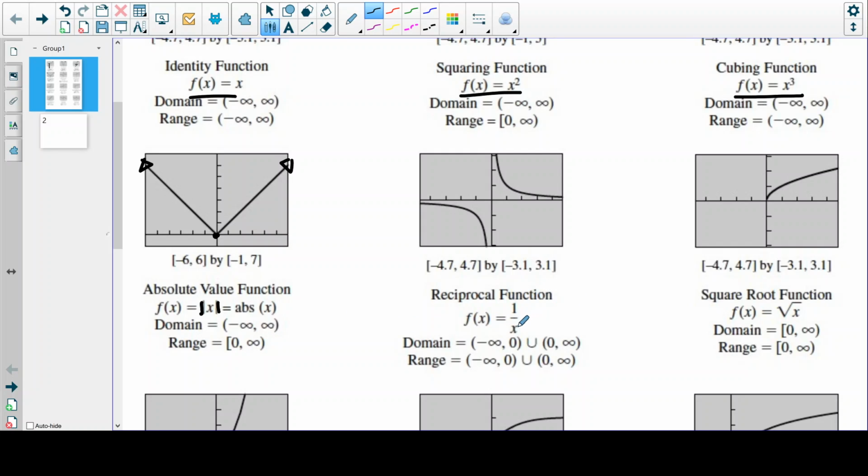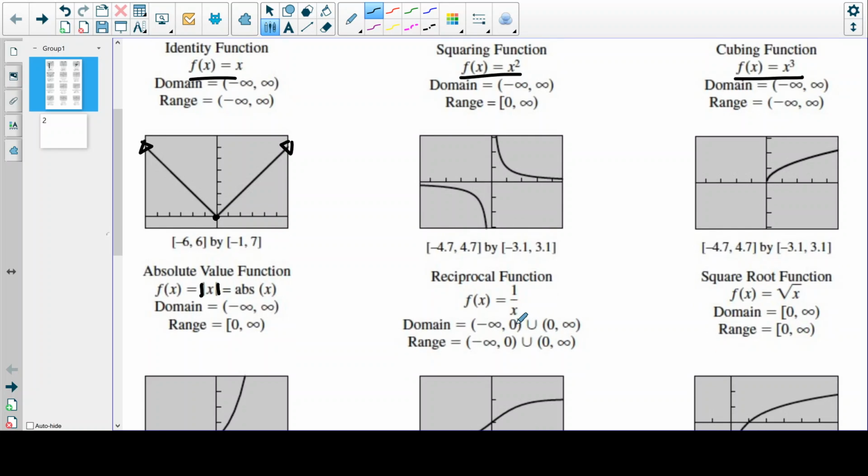So this is where we're going to get into functions that you may not be familiar with. Number 5 here is the reciprocal function, and it's basically going to be 1 over x. It looks kind of strange, and we'll be working with this a lot in the future. It's just y equals 1 over x, and that changes the graph a lot.